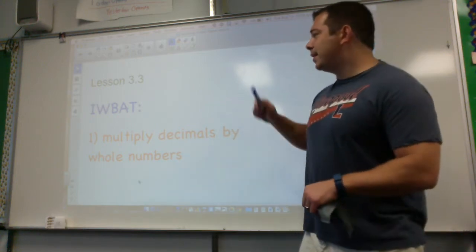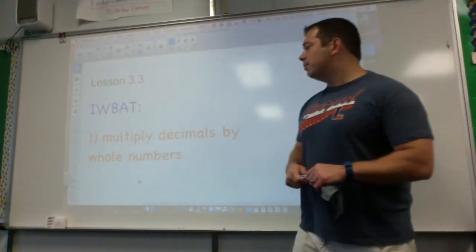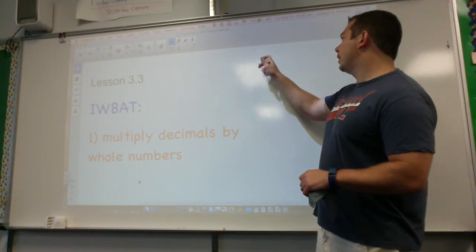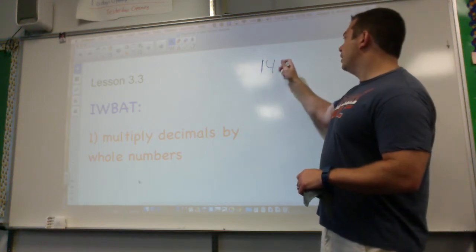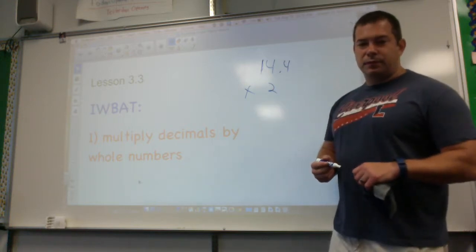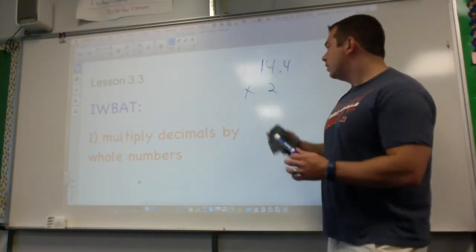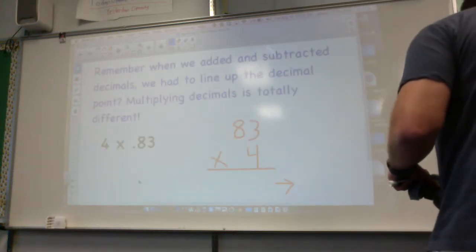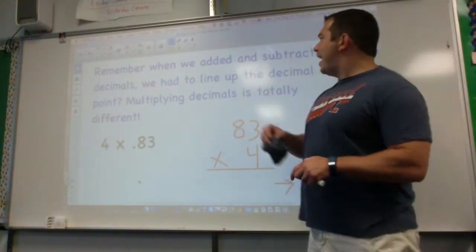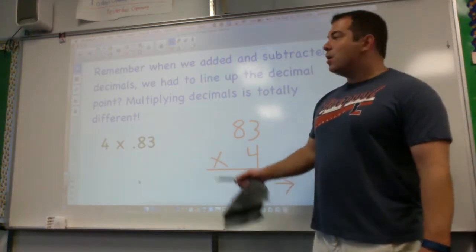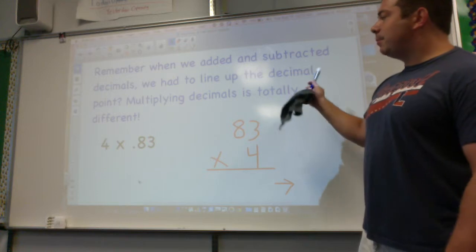So here we go. Anyways, objective again, I'll be able to multiply decimals by whole numbers. So you're going to do something like this. All right, 14 and 4/10 times 2, whole number and a decimal number. Let's jump right in. But remember when we added and subtracted decimals, for me a couple hours ago, for you a couple days ago? We had to line up the decimal point.